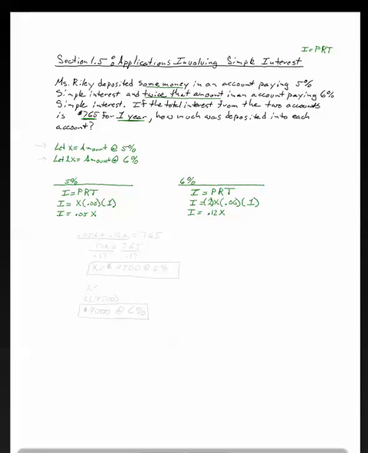Well, we know that the total interest was $765. So 0.05x plus 0.12x equals the total, $765. Now we combine our like terms here. So 0.05 plus 0.12 is going to give us 0.17x equals $765. Since this is 0.17 times x, we have to divide by 0.17 on both sides.